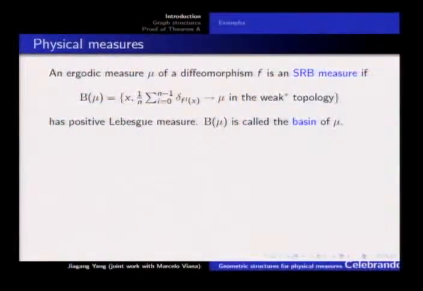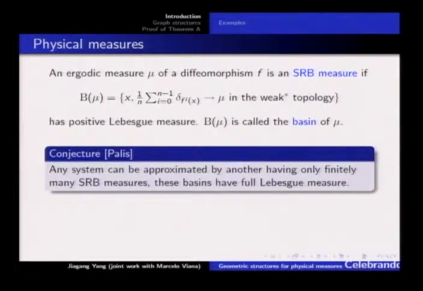Here we use SRB measure. An ergodic measure is called an SRB measure if its basin has positive Lebesgue measure. Such a measure was first studied by Sinai, Ruelle and Bowen for hyperbolic attractors.